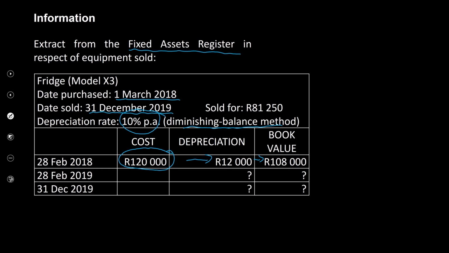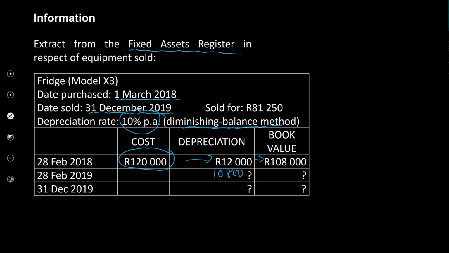Okay, now you come to February 2019, the second year. Remember, the amount now will be 108,000 times 10%, 10 over 100 times 12 over 12. And if you do that calculation, you're going to get a figure of 10,800.